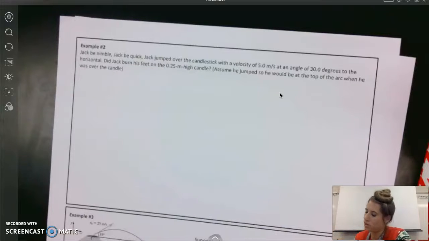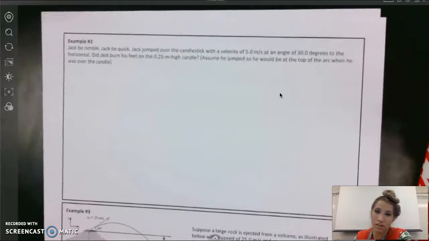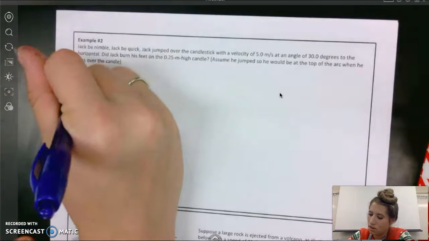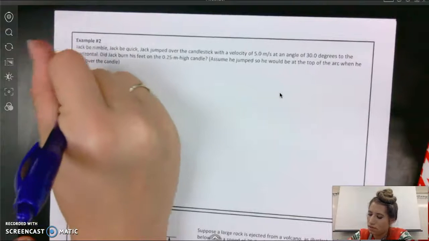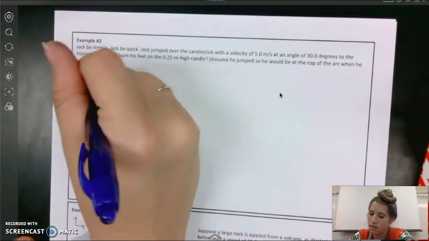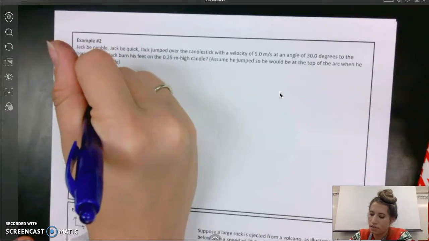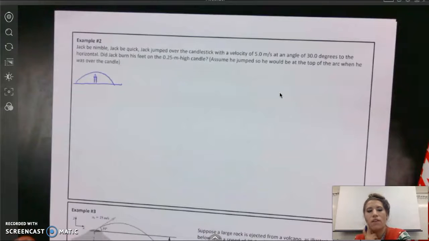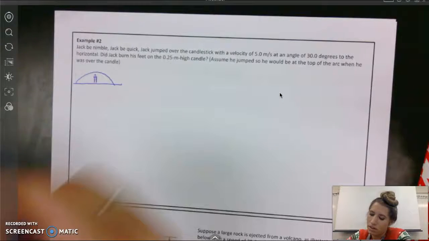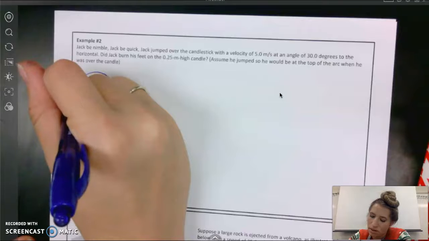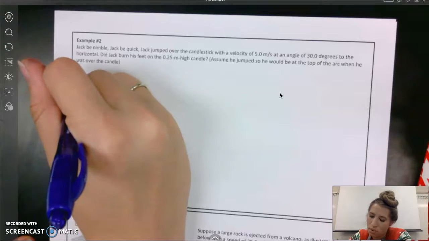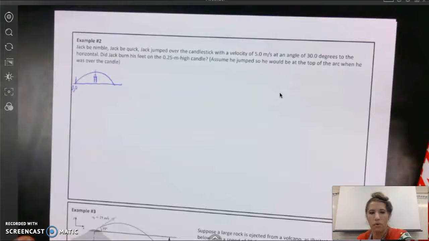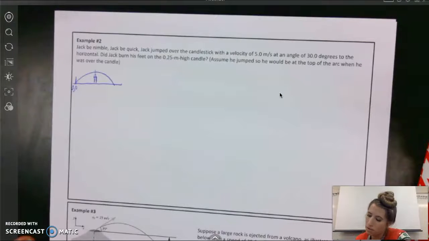So let's draw a picture, establish an origin, make a list of knowns and unknowns. There's our path there. There's our candle. And we're going to say where we started is going to be our initial position, our 0, 0 point as well. And then the final will be that very, very top. We want to know what's going on right there.